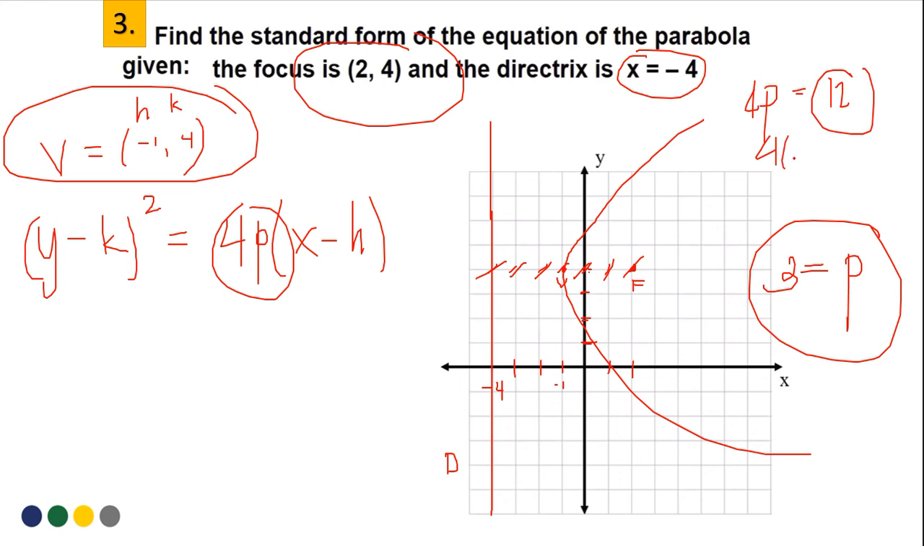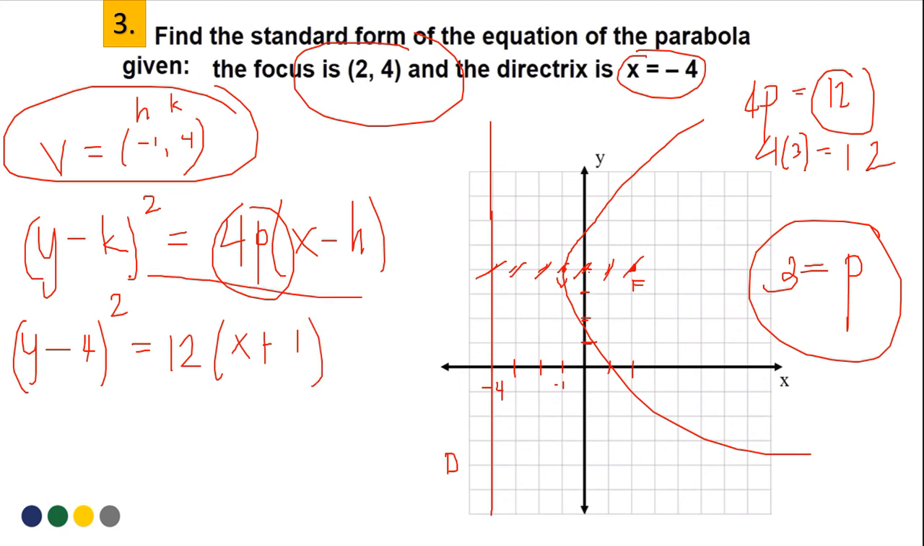Okay, why is it 12? 4 times 3 is equal to 12. Then copy Y, because we are looking for the value of the standard form. So the K here is 4. Y minus K, Y minus 4 squared equals, nung sagot. Ano yung nakuha natin sa 4P? 12. And X, what's next? Plus. Very good. Plus 1. X plus 1. And this is our final answer.